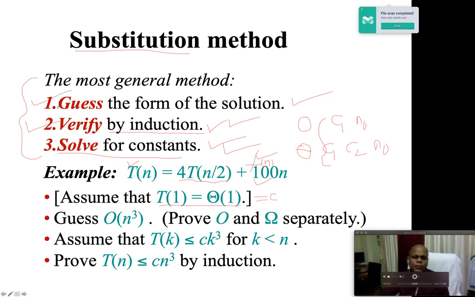Now, first of all, you guess. Suppose you guess it is big O of n cubed. You can prove it separately for omega of n cubed and also theta of n cubed. Now you assume that this is the solution, and verify it by the method of induction. You assume that T(k) is true for any k less than n, which means T(k) is less than or equal to C k cubed, because you are assuming that the solution is a power of 3. Now prove that T(n) is less than or equal to C n cubed. You have to prove this by the method of induction.